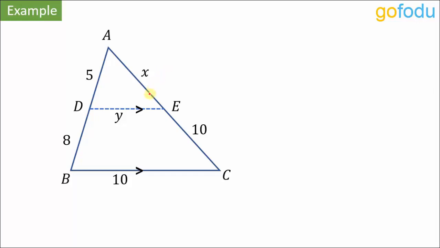Pause and try to solve this question. It is simple. You see such a figure, a triangle and a line parallel to the base. First thing that should come to your mind is the basic proportionality theorem. As these lines are parallel, these angles will be equal and these two angles will also be equal. This one is common. All three angles are equal. These triangles are similar. This small one, ADE, is similar to ABC.